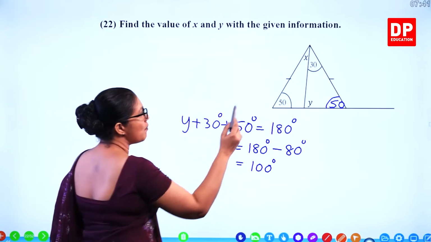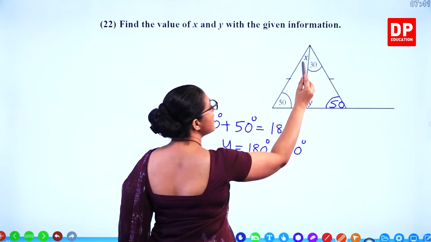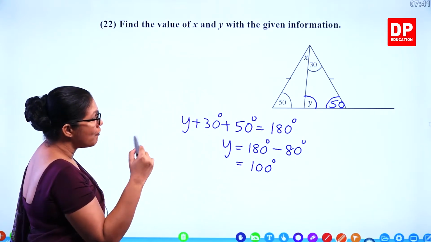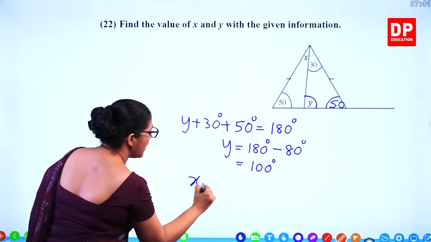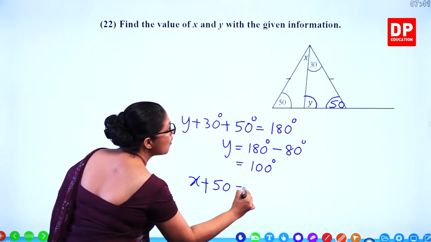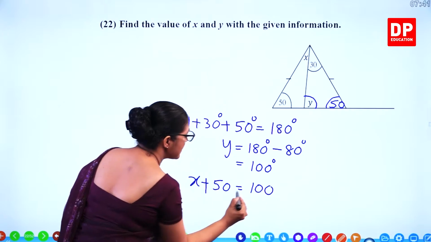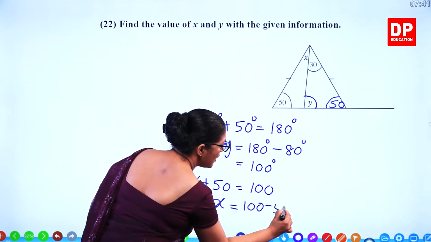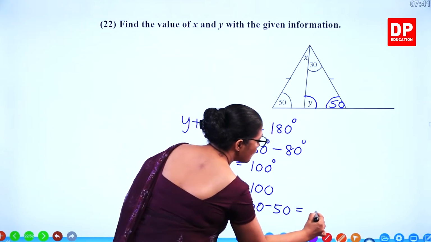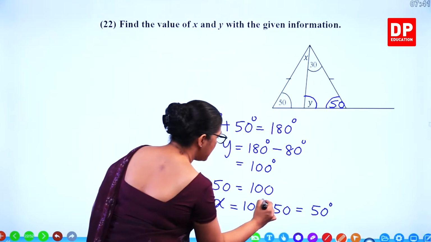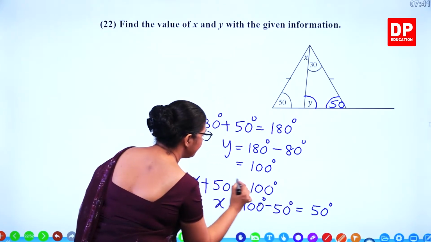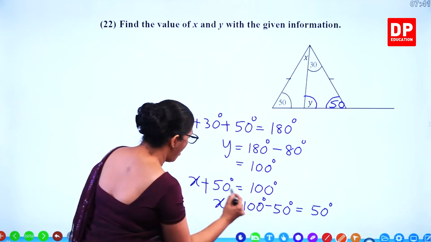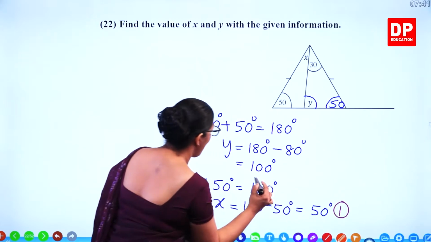Then what is x? Can you see? x plus 50 is y. The exterior angle is y, and it is the sum of the interior angles x and 50. x plus 50 is equal to the y value, that's 100. So what's x? 100 minus 50. That's 50 degrees. All these are in degrees. So you get 1 mark for the x value and 1 mark for the y value.